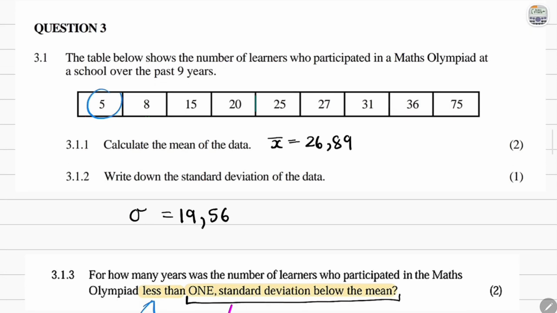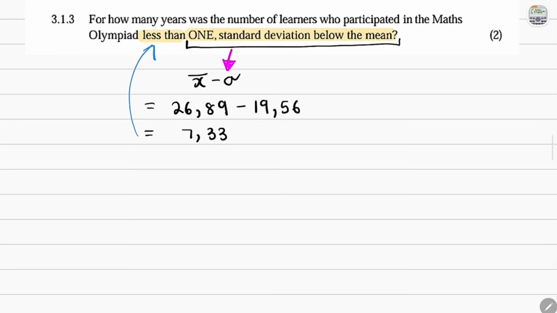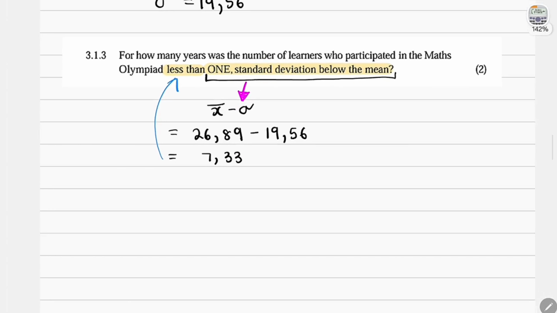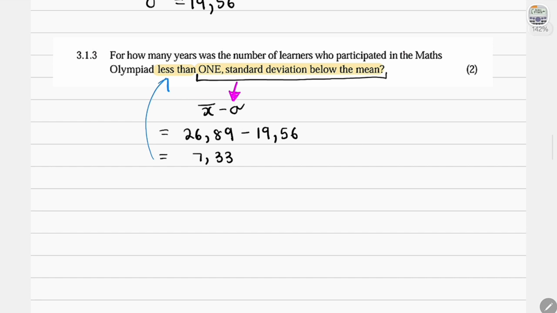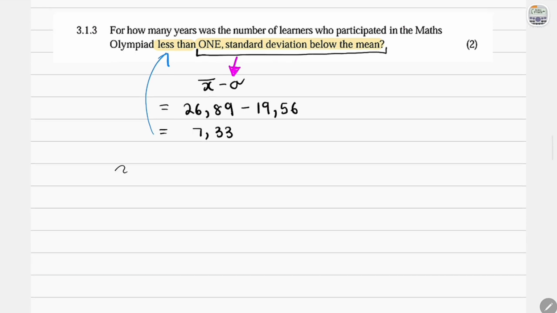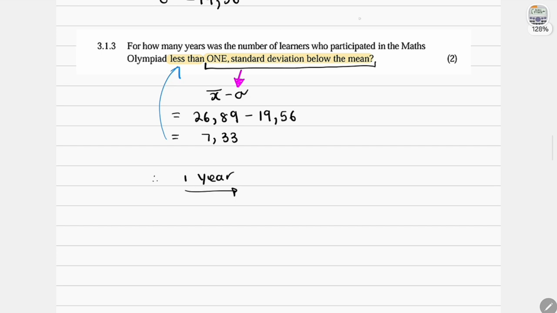Okay, values less than this, 5 is less than it. And then, yeah, that's it. There's no other number less than that. So it's only 5, meaning when you're answering them, they say for how many years was the number of learners who participated less than this. So you're going to say for 1 year, and that is our answer. We'll just tell them it is 1 year, and that's it. Moving on to the next question.